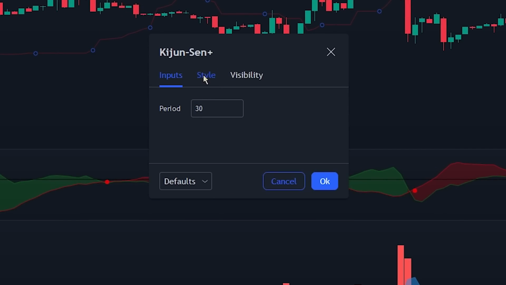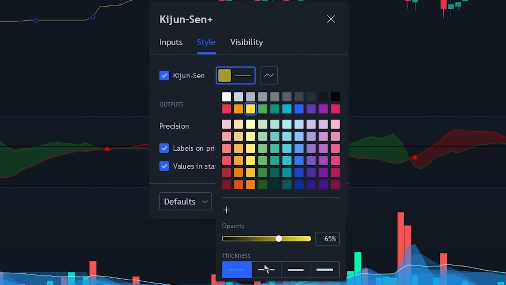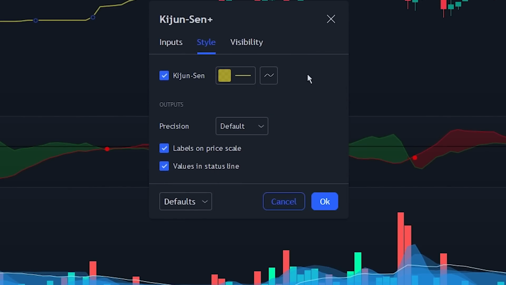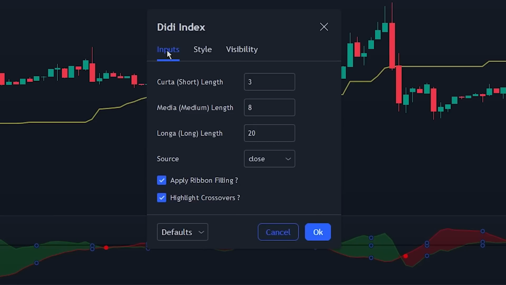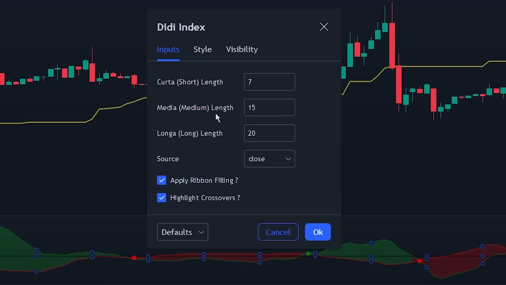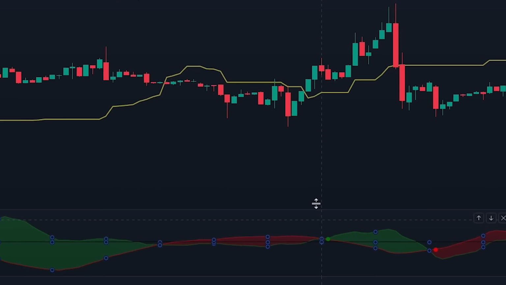After that, navigate to the Style tab. We will be changing the color of the Kijunsen line to yellow to make it more visible. The second indicator we will be changing the settings for is the DiDi index indicator. Head over to the DiDi indicator settings tab and click on the Inputs tab. We will be changing the short length to 7. After that, we will change the medium length to 15. Next, we will be changing the long length to 30. We will be keeping the style settings the same, so we can now close the DiDi index settings.